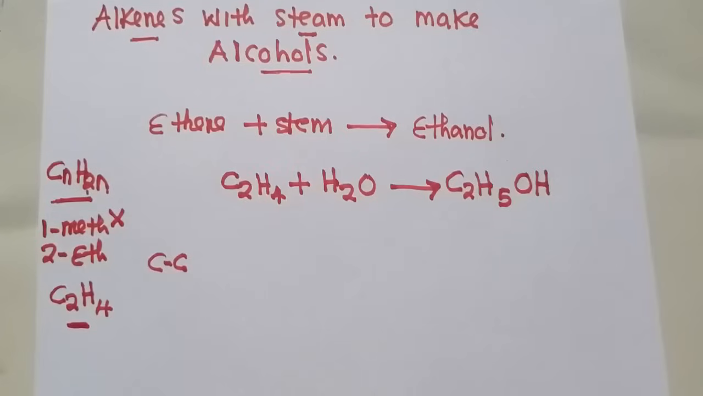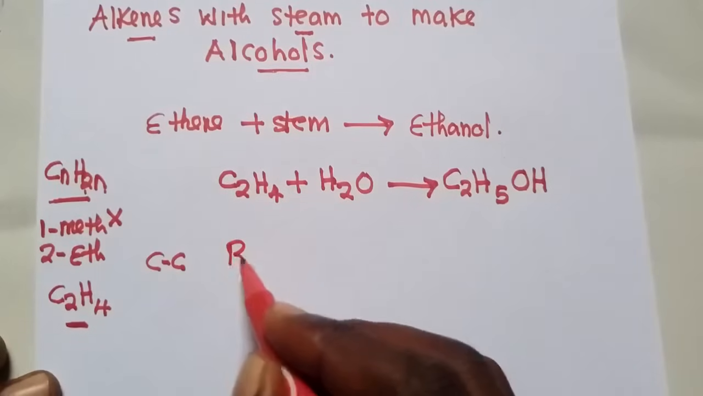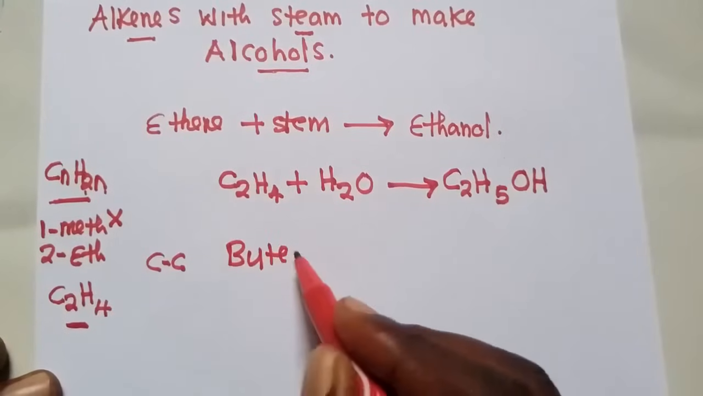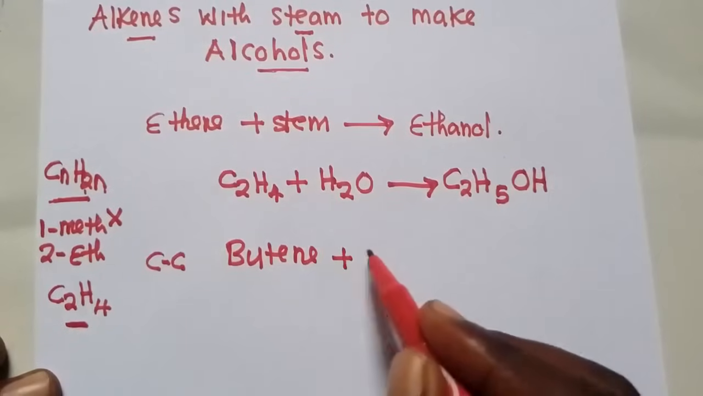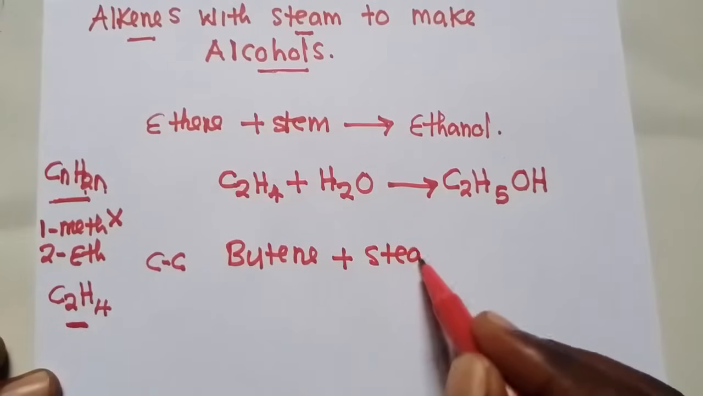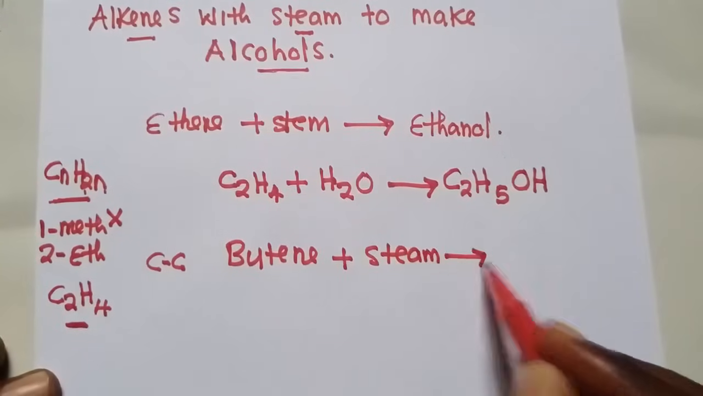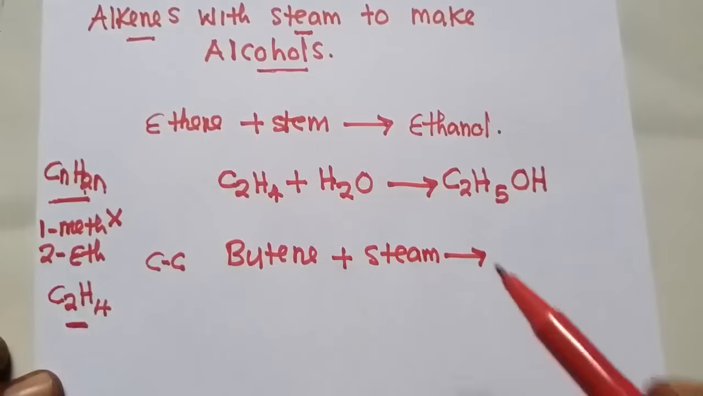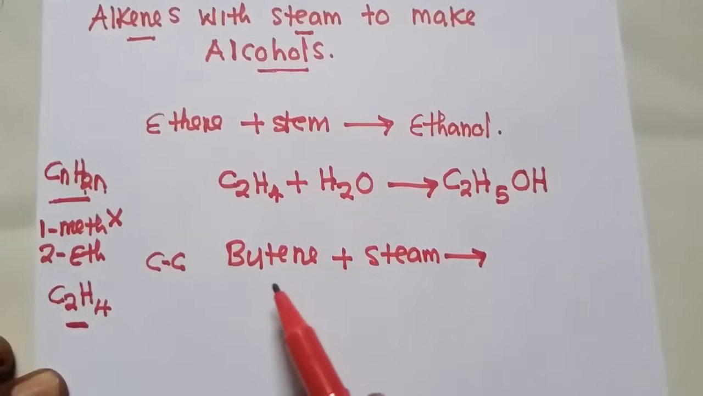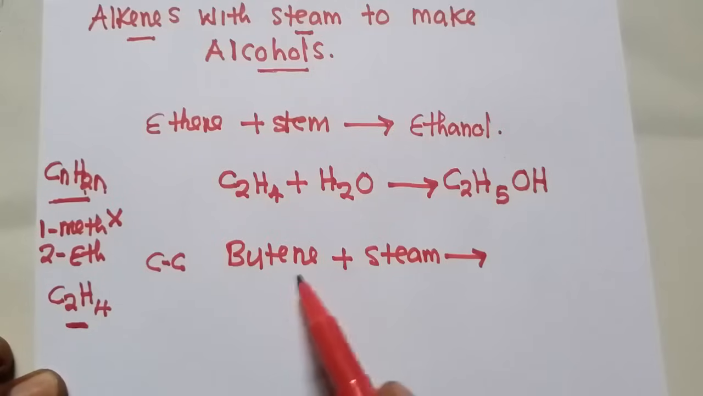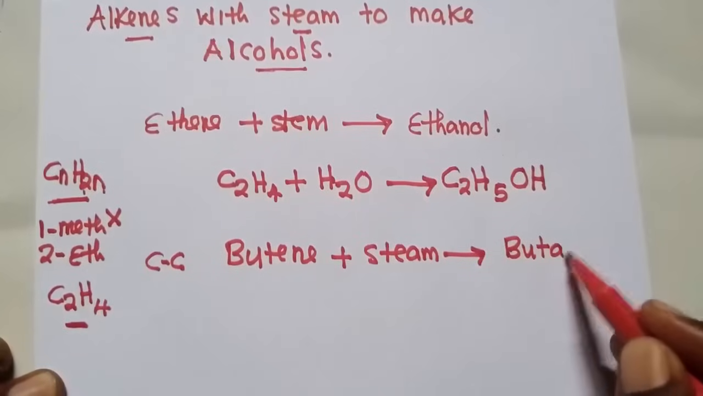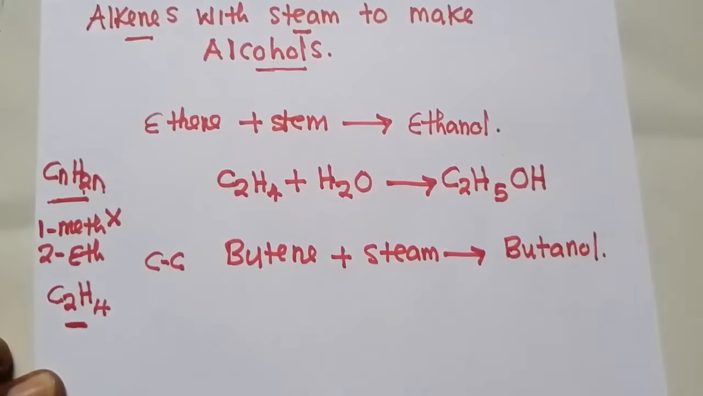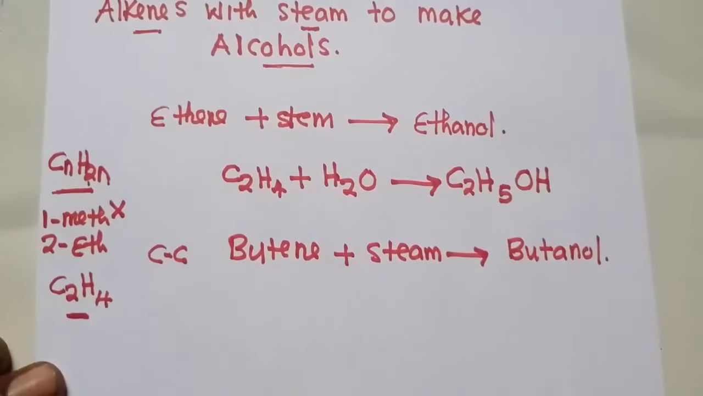So you can give me any, let us talk about butene. Let us get butene. Butene is an alkene. I react it with steam. So when I react it with steam, what is going to be formed on this side? It is called butanol, since I'm using butene. So butanol is going to be formed on this other side.